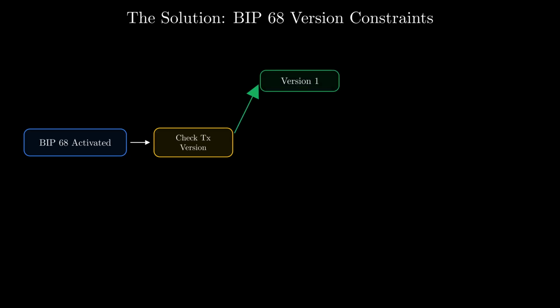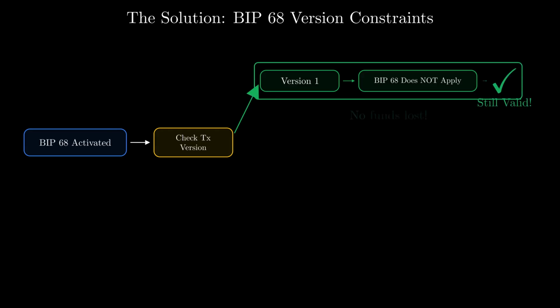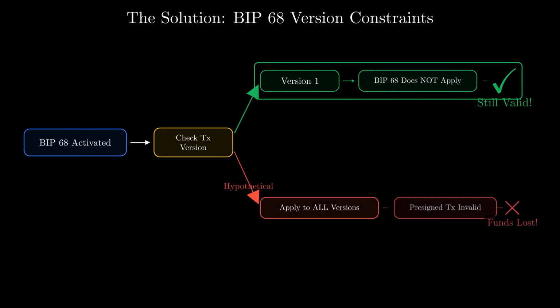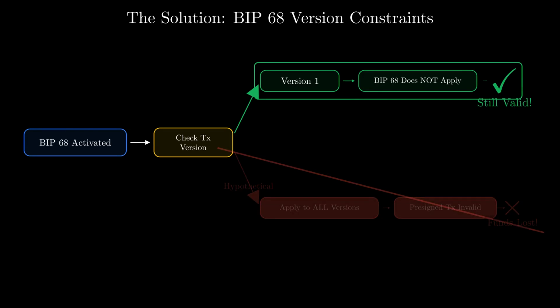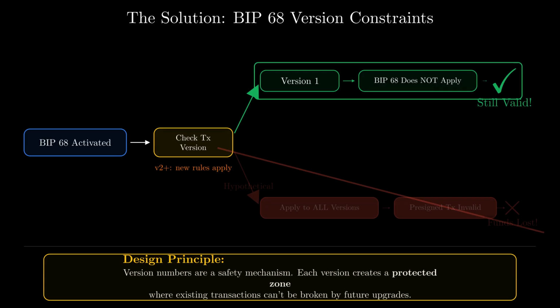The solution? BIP68's new sequence constraints apply only to transactions with version 2 or higher. Version 1 transactions, including all those pre-signed Lightning channel transactions, remain completely unaffected. The old rules still govern them. No funds are lost. When developers created those pre-signed transactions, they used version 1 because version 2 was reserved for future rule changes. Version numbers aren't metadata, they're a safety mechanism. Each version creates a protected zone where existing transactions can't be broken by future upgrades.